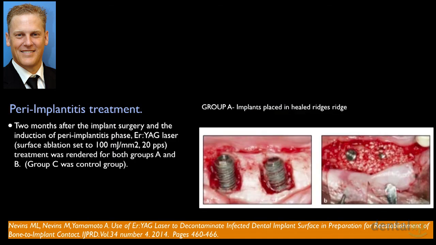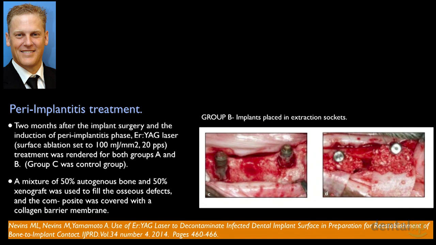They didn't let complete osseointegration occur because they put a retraction cord in around the implants and then went in and used the laser at the settings that they had determined from their first study. They used a composite bone graft and a resorbable membrane, 50% autogenous, 50% xenograft, to cover this up.